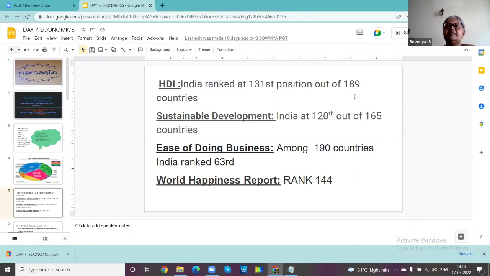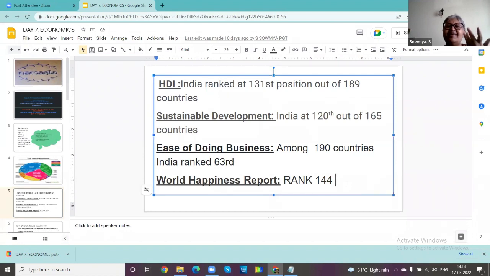Sustainable development, initially, surprisingly, of the 121 countries that were taken up for the study, India stood last. But now the number of countries has increased and India has the 120th position. In ease of doing business, out of 190 countries, India ranks 63rd. And in the World Happiness Report, India ranks 144. Among these countries, probably they should even know which country is really doing well, and where India is. So which are the top 10 countries and so on.